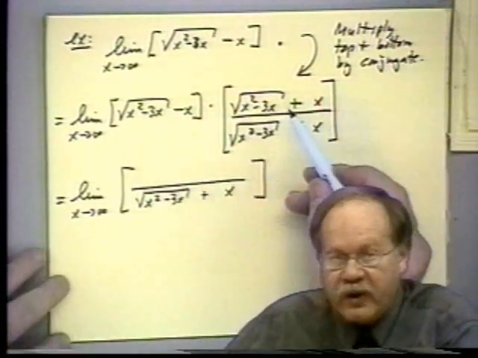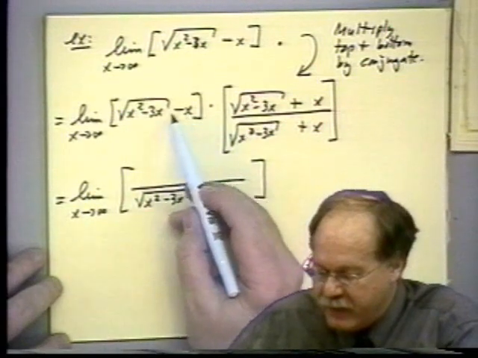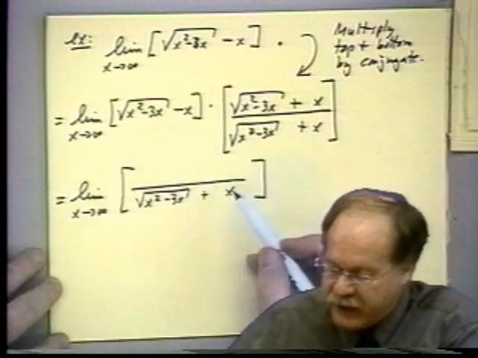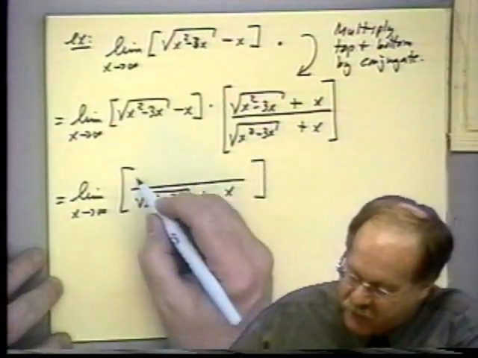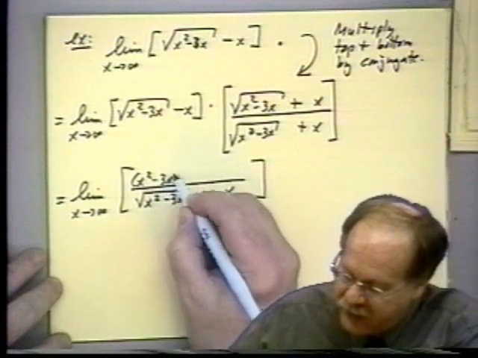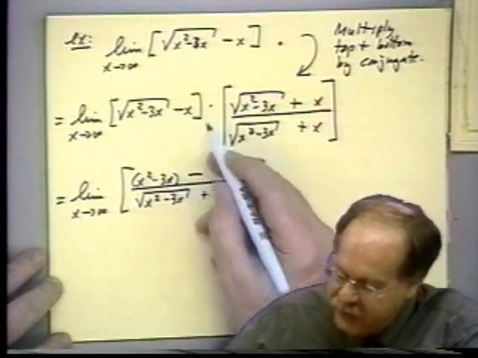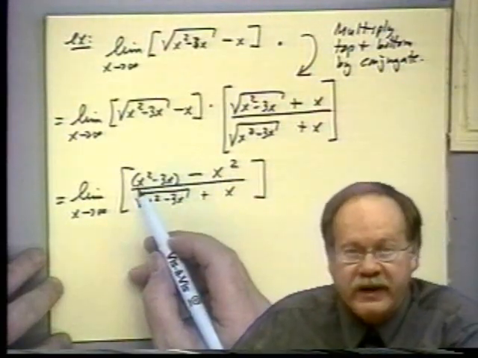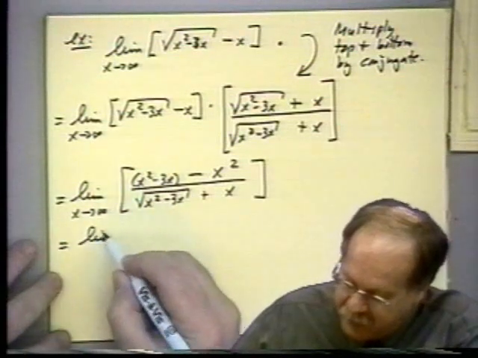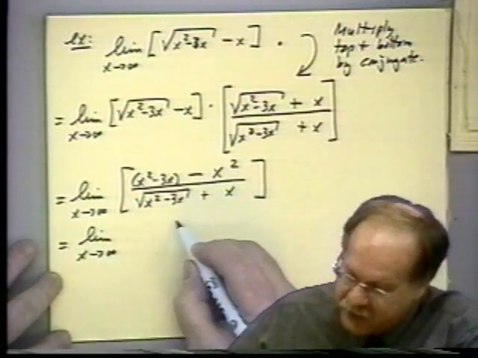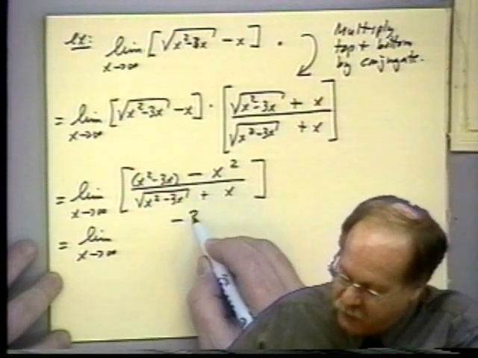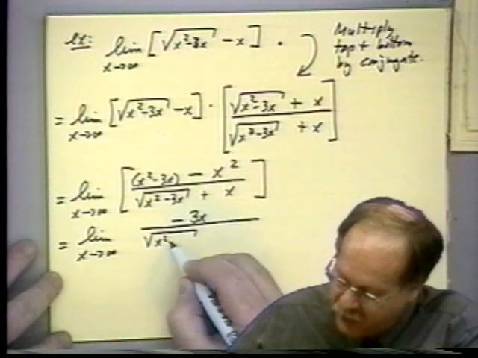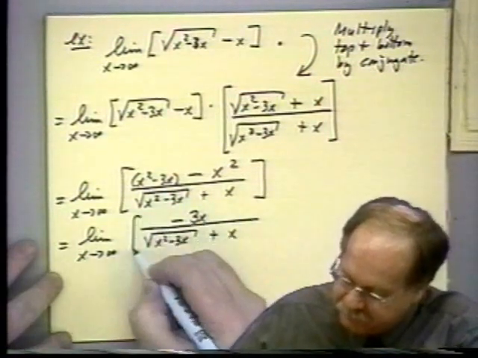But from our previous work we know that we have the binomial a minus b here, and this is a plus b, using the letters a and b to stand for these more particular terms. And that gives us the difference of two squares. So we get x squared minus 3x as the square of the square root, minus x times x, which is x squared. The x squared here and the x squared here, of course, add to 0. So this cleans up the top as x approaches infinity, and we're just left with minus 3x, and the bottom is x squared minus 3x plus x.